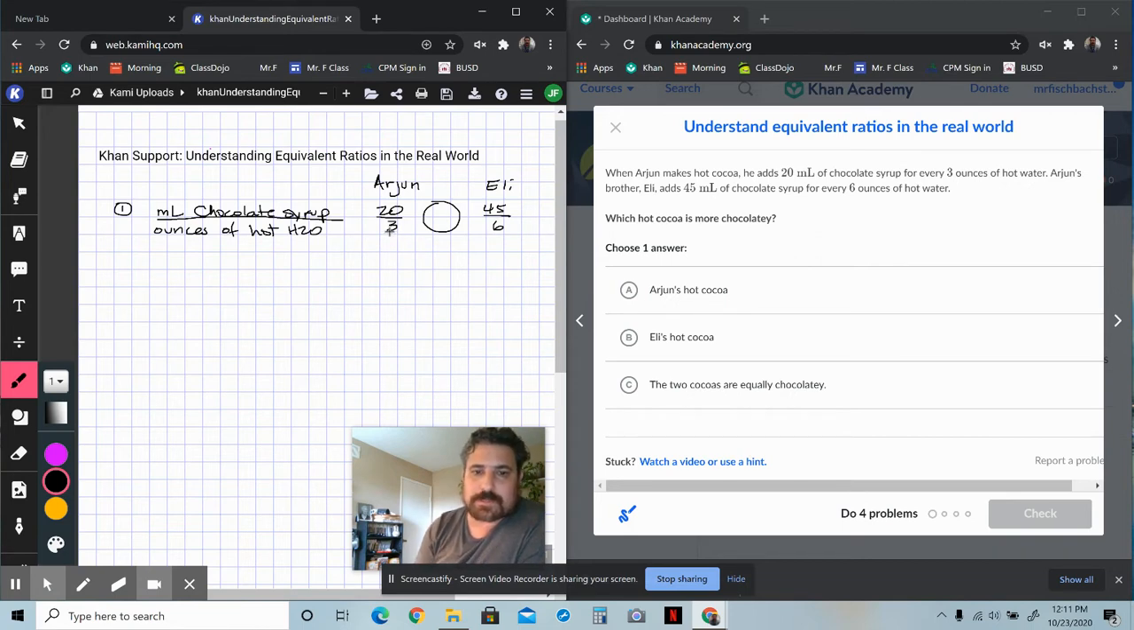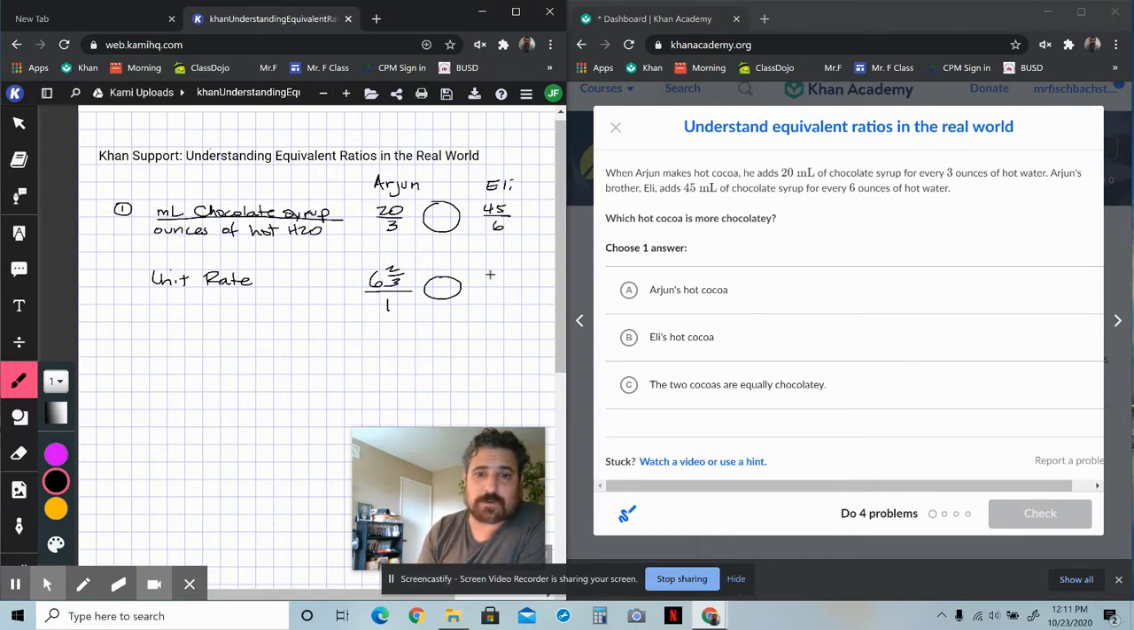Now, one way to compare these is something called a unit rate. And that just means you do top divided by bottom. That's going to be the amount of chocolate syrup for every 1 ounce of hot water. It's called the unit rate, and it might be a really easy thing to use. You just do 20 divided by 3. 3 goes into 20 six times, so 2 left over. So you would say that Arjun uses 6 2/3 milliliters of chocolate syrup for every 1 ounce of water. Whereas Eli over here, 6 goes into 45 how many times?